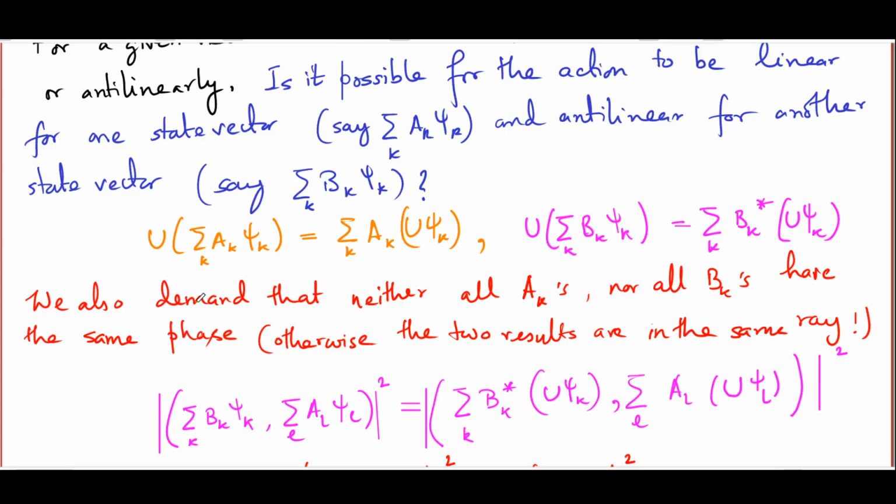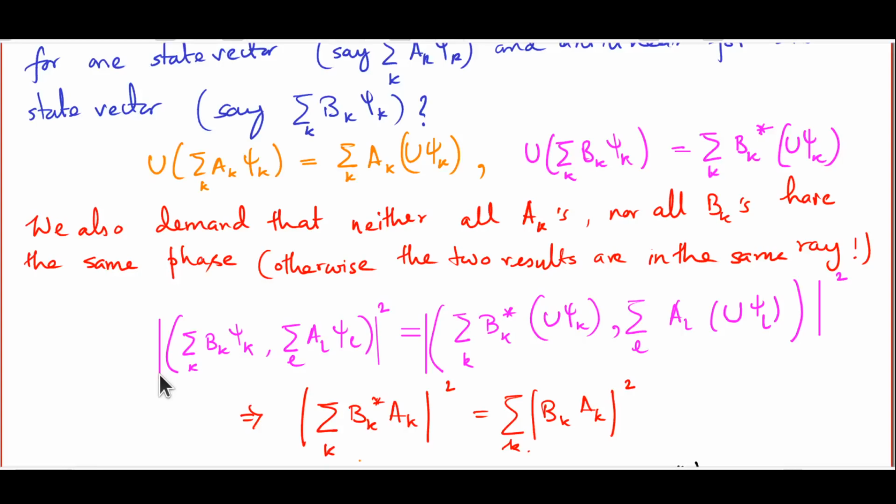Using the fact that the psi k's are orthonormal and so are U psi k's, you immediately see that the left hand side becomes mod square of sum over k bk star ak, whereas the right hand side is a modulus square of sum over k of bk star's conjugate times ak, that is sum over k of bk ak. So it may appear that it is still possible for you to act differently, linearly on sum over k ak psi k and antilinearly on sum over k bk psi k, as long as this particular condition works.